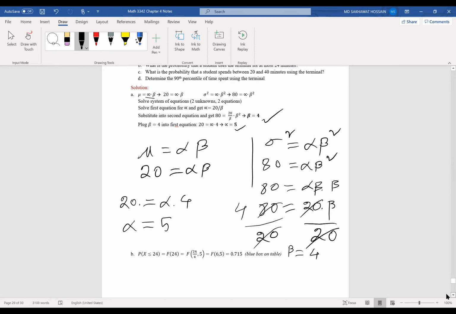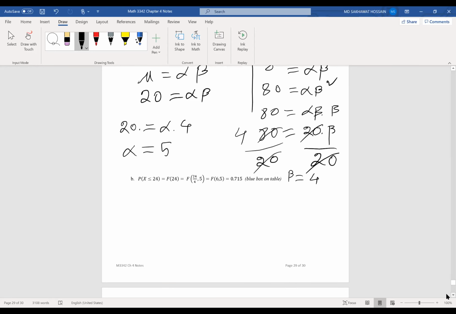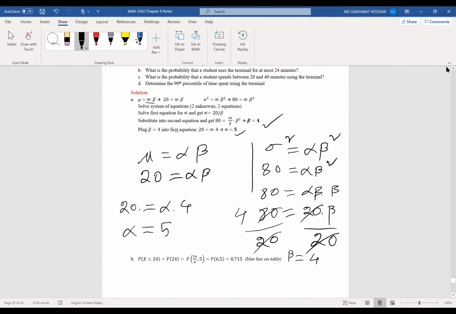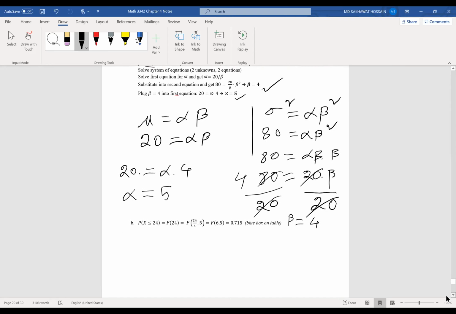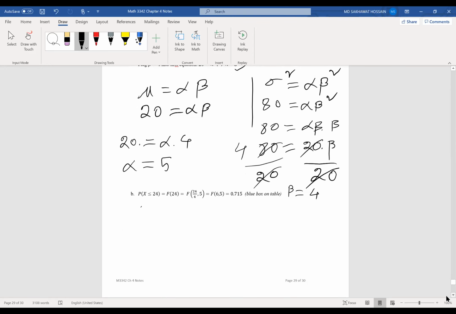Okay, so now we know the value of both parameters. In part B, we have to find the probability that a student uses the terminal for at most 24 minutes. That means x is less than or equal to 24. The maximum value of x could be 24. So we have to find the probability where x is less than or equal to 24. That means F(24).